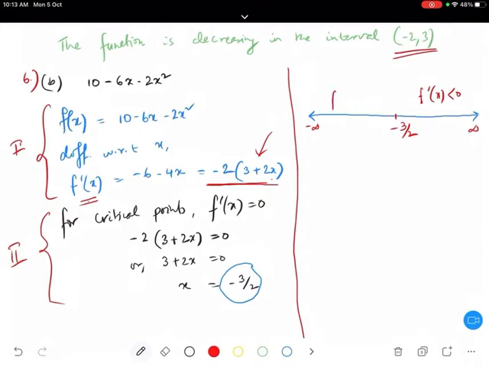So I see for every value on the left hand side of minus 3 by 2, f dash x is greater than 0. Okay. So now tell me the interval in which the function is increasing. Let's see who can tell me. Interval in which the function is increasing. Come on, Chumbeni, you tell me.